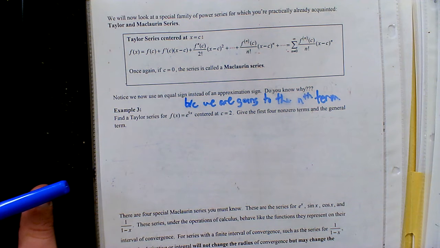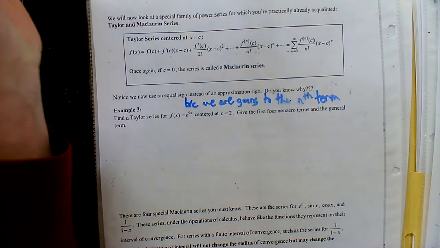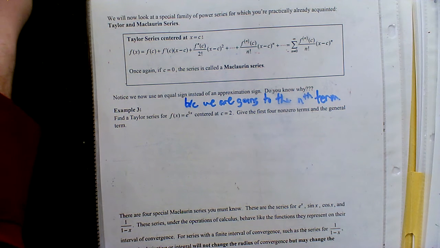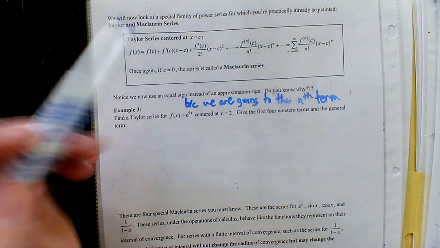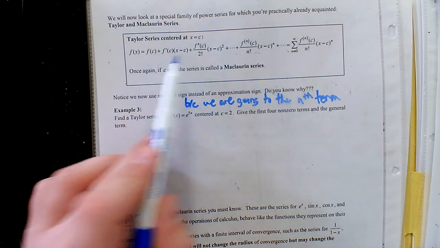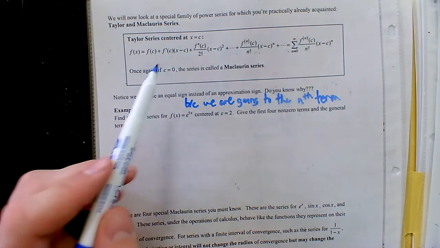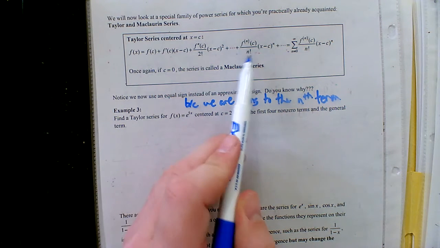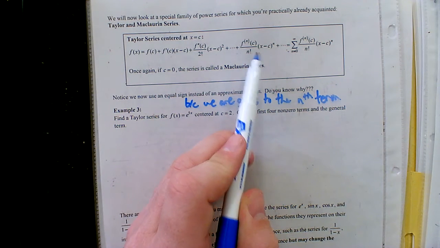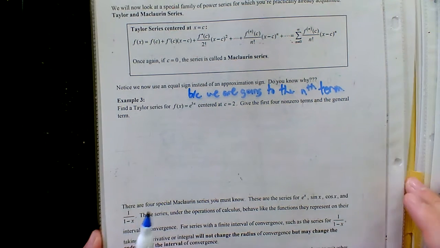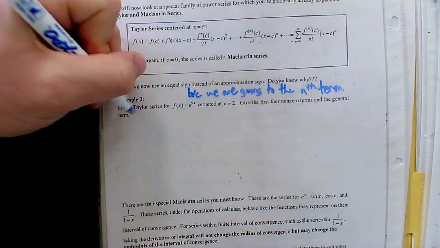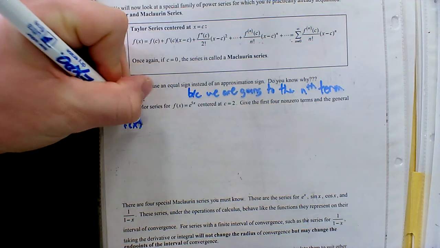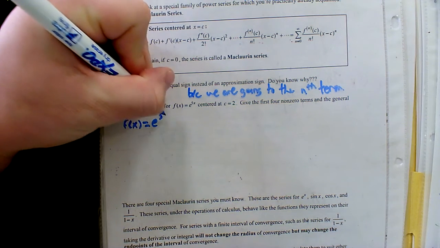All right, so example 3 wants us to find the Taylor series for f of x equal to e to the 5x, centered at c equals 2. Give the first 4 non-zero terms and the general term. So they're saying we would need to write it out like up here, the first 4 non-zero terms, and then the general term. This is what they want listed. So we're actually representing the entire series. So we know the center's at 2, and when they give us the function, let's just start out writing the original. f of x is equal to e to the 5x.